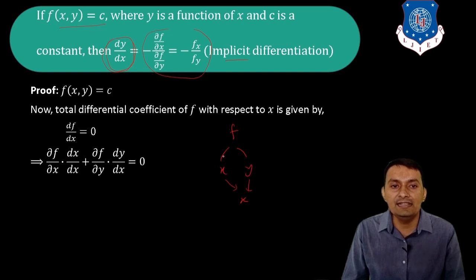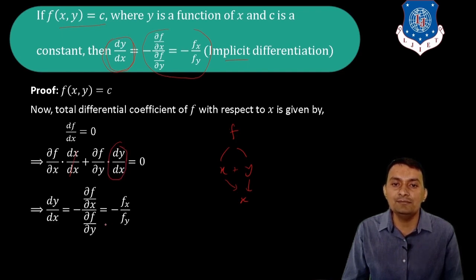So in that case, because f is a function of two variables, del f by del x into dx by dx plus del f by del y into dy by dx is equal to 0. But dx by dx is exactly 1. I want to make dy by dx the subject, so what I'm going to get is minus del f by del x divided by del f by del y, which is exactly minus f sub x divided by f sub y.